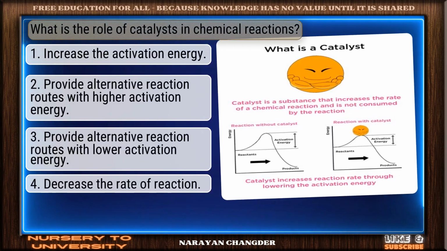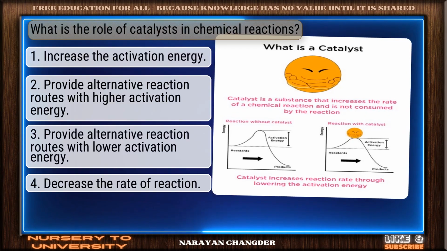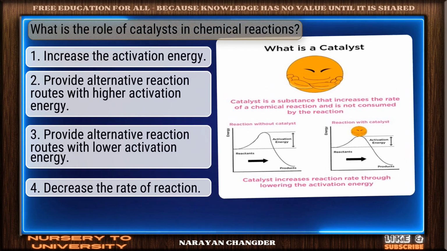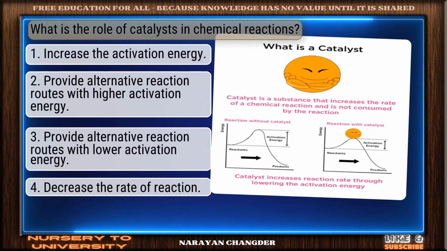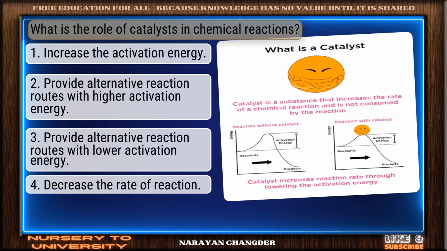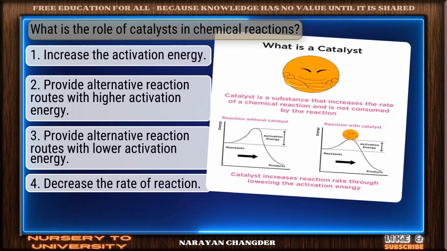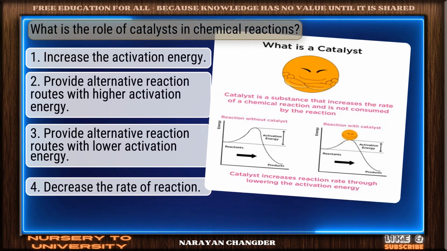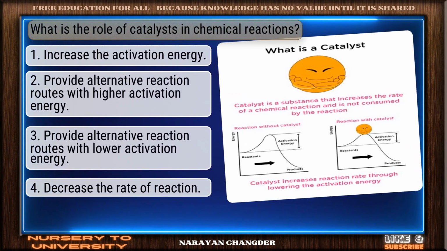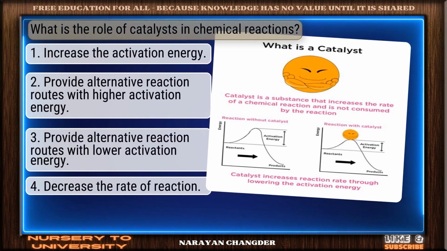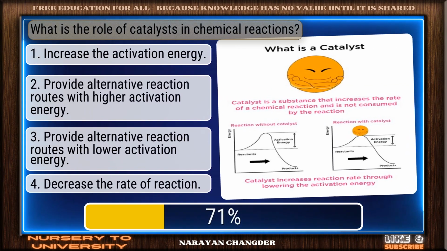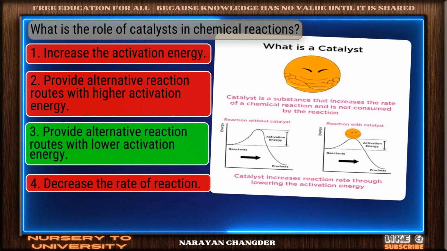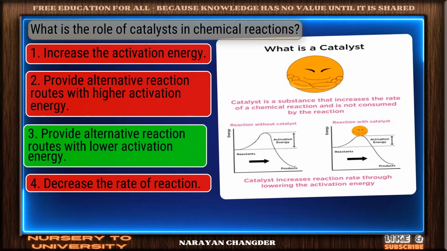What is the role of catalysts in chemical reactions? Option 1. Increase the activation energy. Option 2. Provide alternative reaction routes with higher activation energy. Option 3. Provide alternative reaction routes with lower activation energy. Option 4. Decrease the rate of reaction. That's it. Provide alternative reaction routes with lower activation energy.